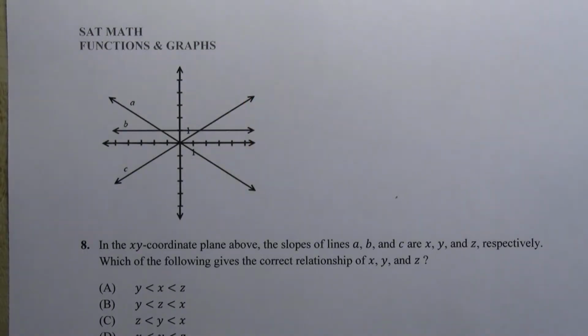When you're dealing with coordinates, specifically slope, you want to be able to identify whether a slope is positive, negative, or zero just based on the appearance of the particular function, right? So let's take a look at number 9.